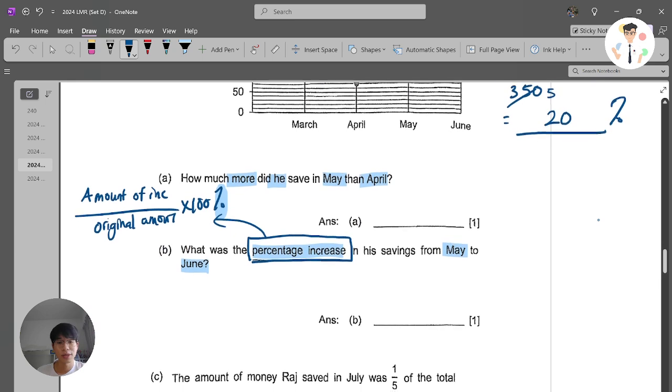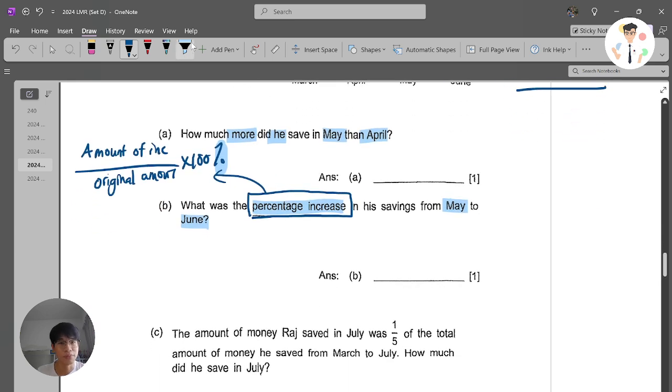Now, let's look at C. Okay, C is a bit more interesting now. The amount of money Raj saved in July was 1 over 5 of the total amount of money he saved from March to July. How much did he save in July? Now, let's go back here. Just remember this one first.